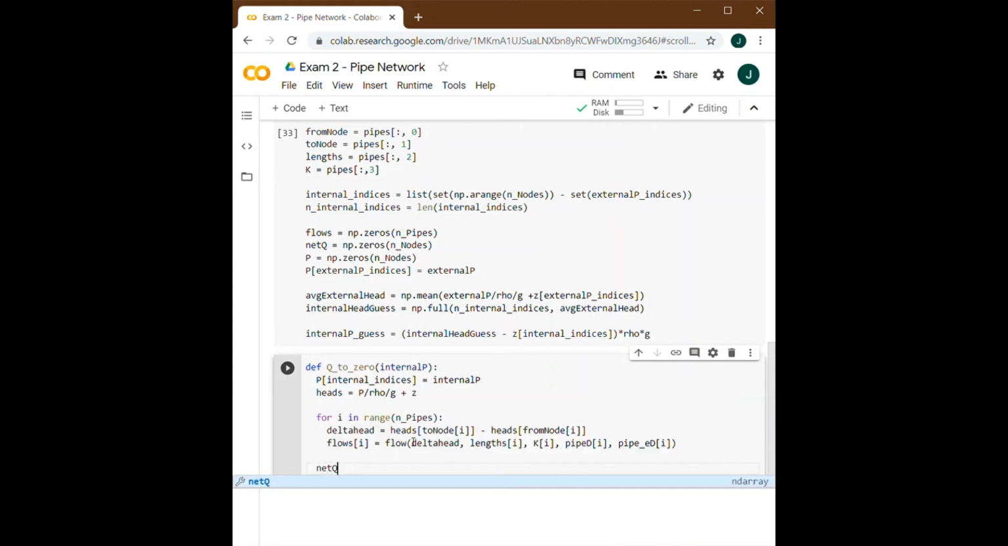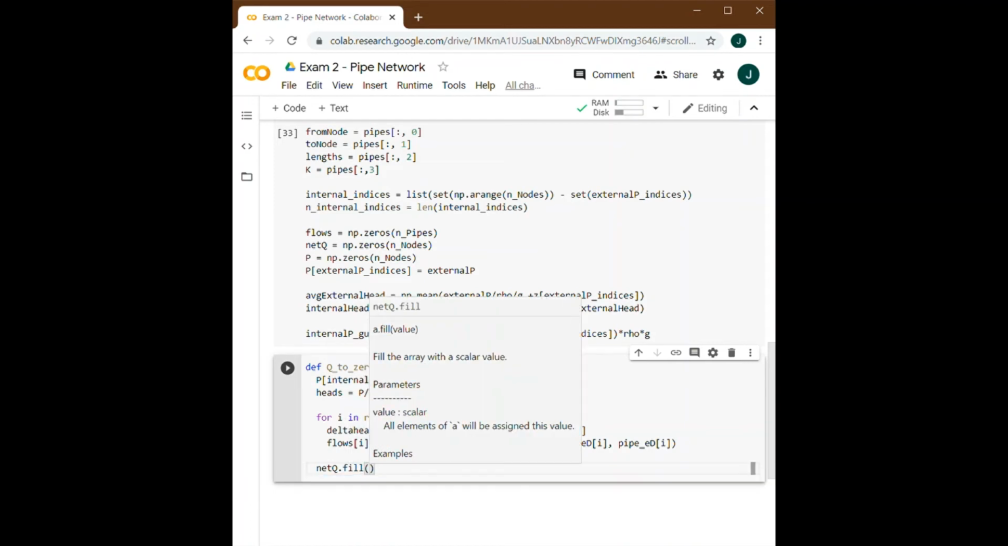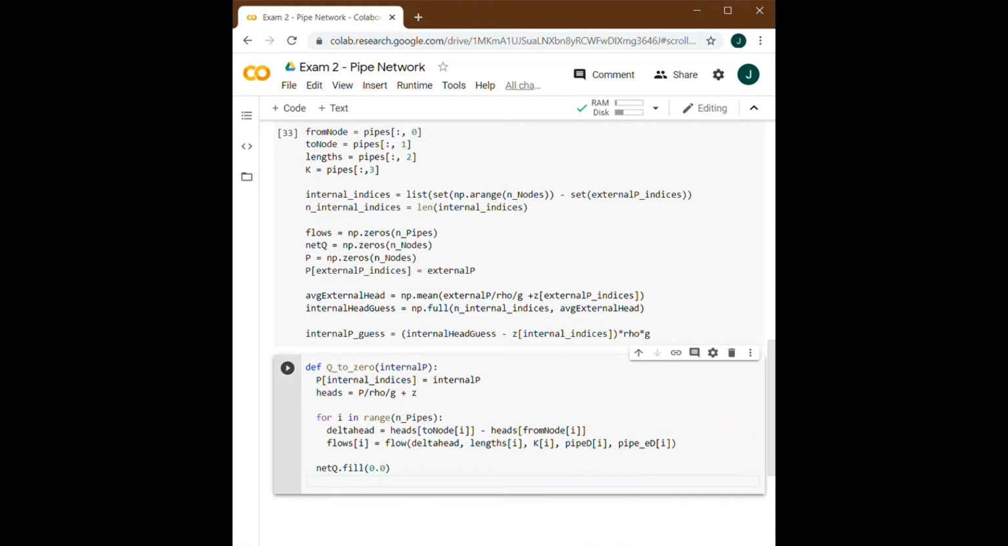So we're going to use this in a minute. And what we're going to do is zero out our net Q array. We had it set to zeros, but we're just going to zero it out by filling it with the value 0.0. That's just in case we want to run this again and again with different values, so the numbers don't climb on top of each other.